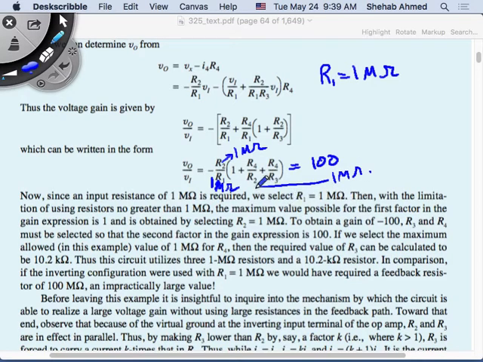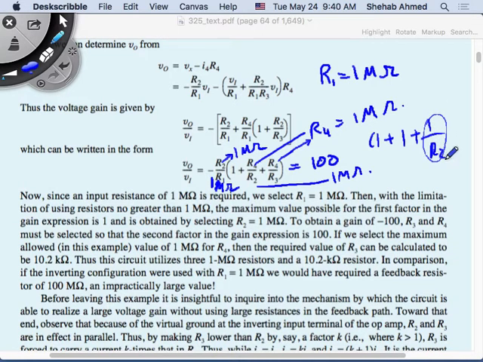If I fix this to 1 mega ohm, one good choice is also to put R4 equals 1 mega ohm. If I do that, then inside the brackets I have 1 plus 1 plus 1 mega ohm, because I fixed it to 1 mega ohm here. Now what can I do? I can make R3 small. Since it's in the denominator, this fraction will be large. So I can control the gain using R3. The gain is not independent of R1, but I'm able to make R1 large and at the same time control the gain independently using R3.